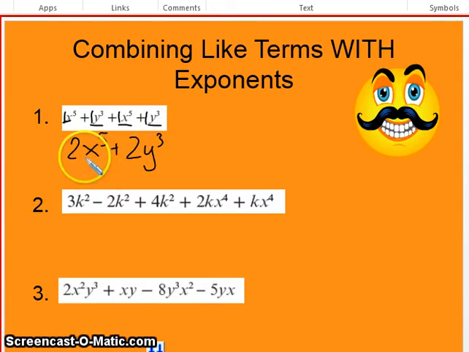Now I can't combine this term and this term because this one has an x and this one has a y, so they have different variables. So this is my simplified answer.